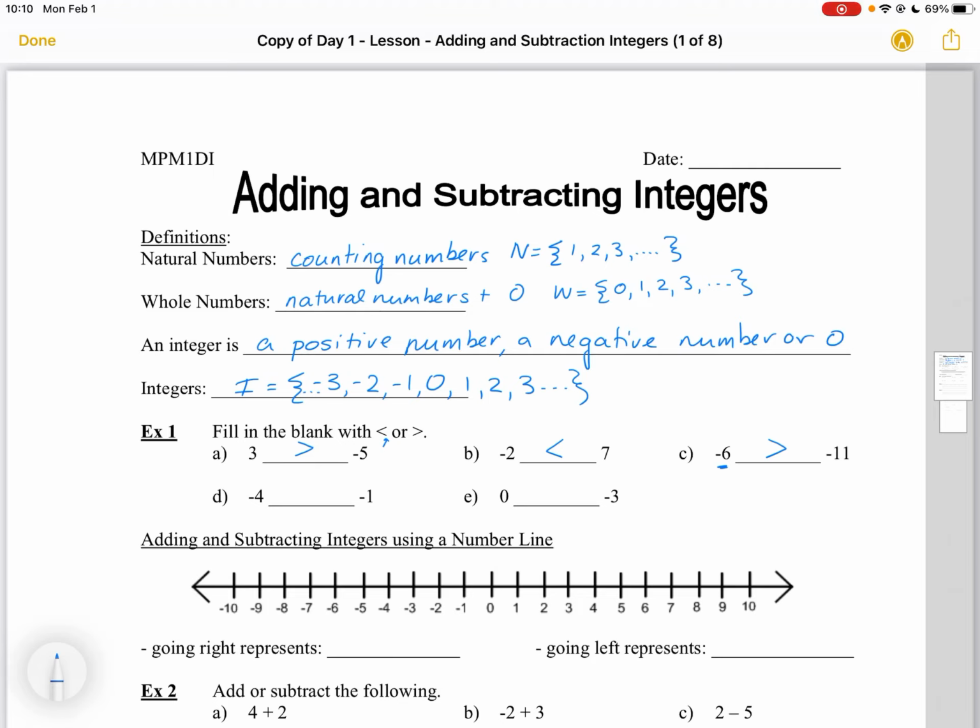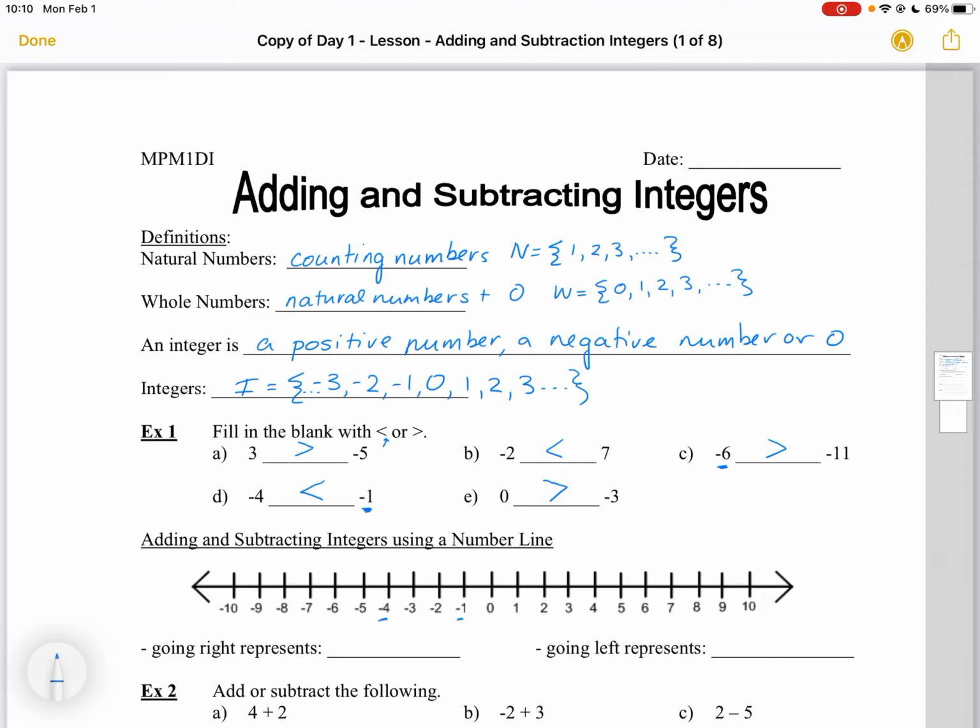In D, same thing. I've got two negative numbers. The minus 1 is closer to 0. You can also check on the number line that's down below. So minus 1 is the larger number. And the last one, 0 and minus 3. 0 is more positive, so that is the larger number.